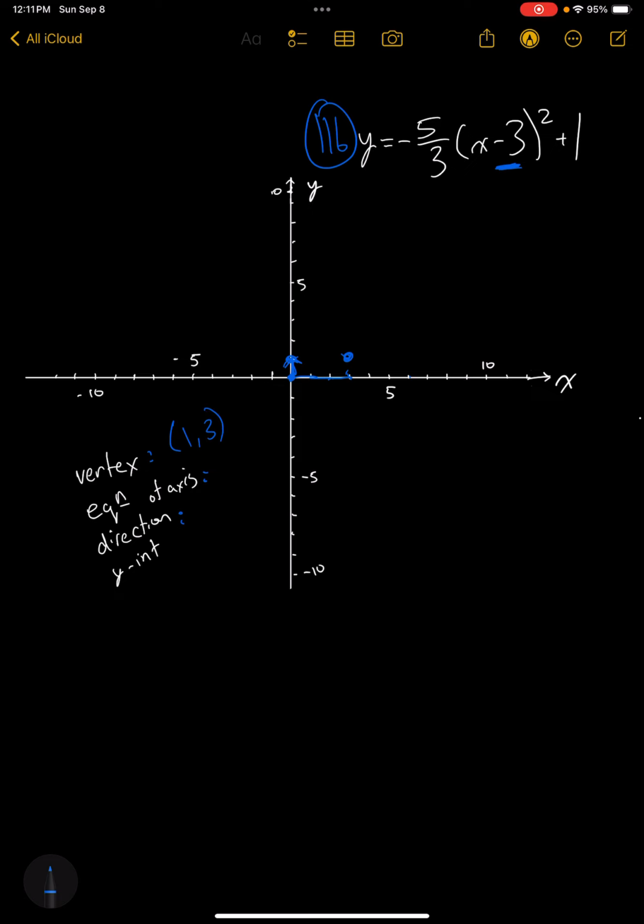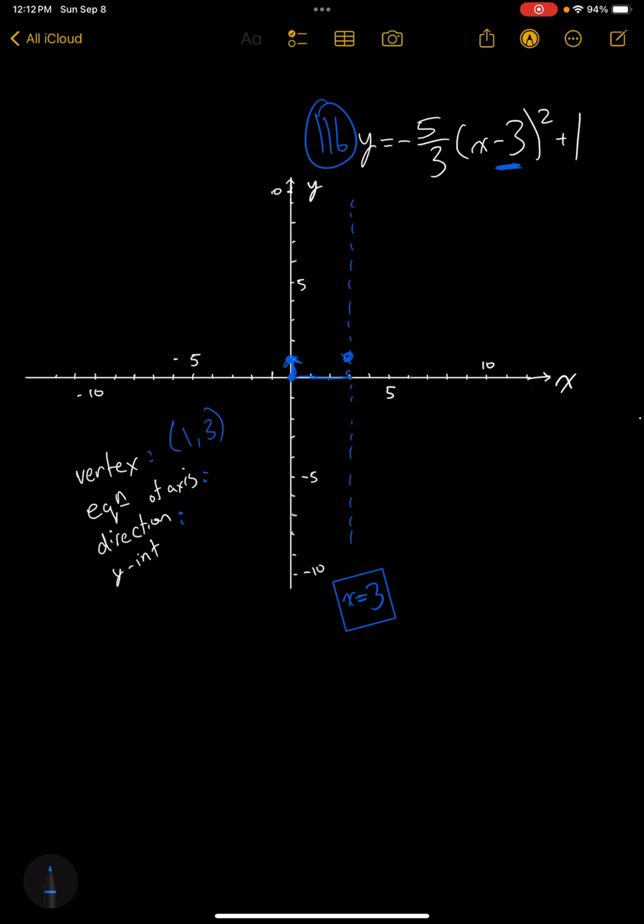The axis of symmetry is going to be x equals 3. No matter what y is, remember an equation is just a relationship between x and y. For any value of y, x is equal to 3. All right, so that's my vertex.